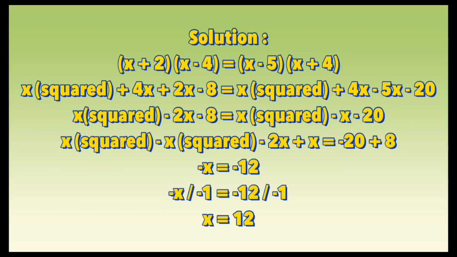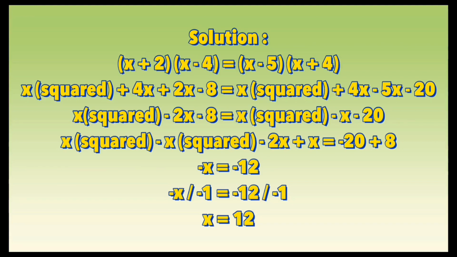Then next, again, we are going to transpose all the variables to the left side and the constants to the right side. So x squared, copy. Then the x squared on the right side of the equation transposed to the left side becomes negative x squared. Then bring down negative 2x. Then negative x transposed to the left side of the equation becomes positive x, equals, bring down negative 20. Then the negative 8 transposed to the right side of the equation becomes positive 8.